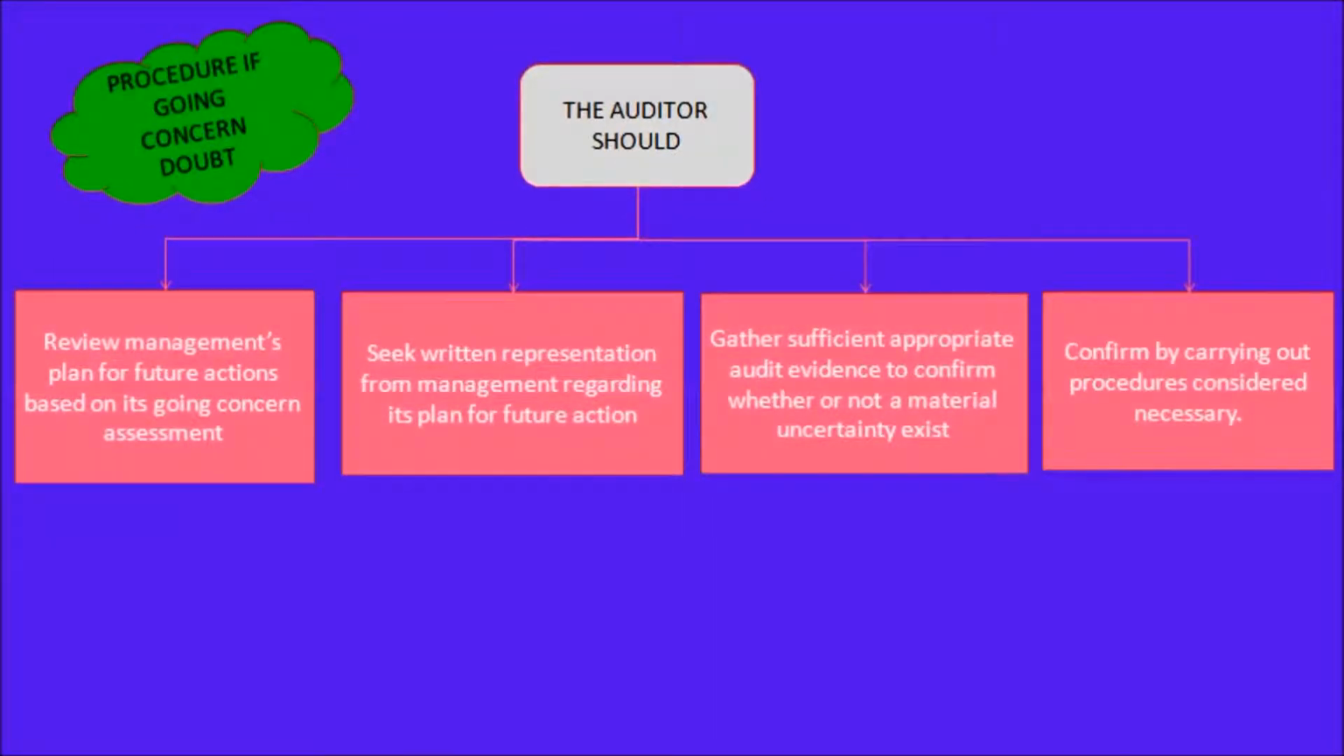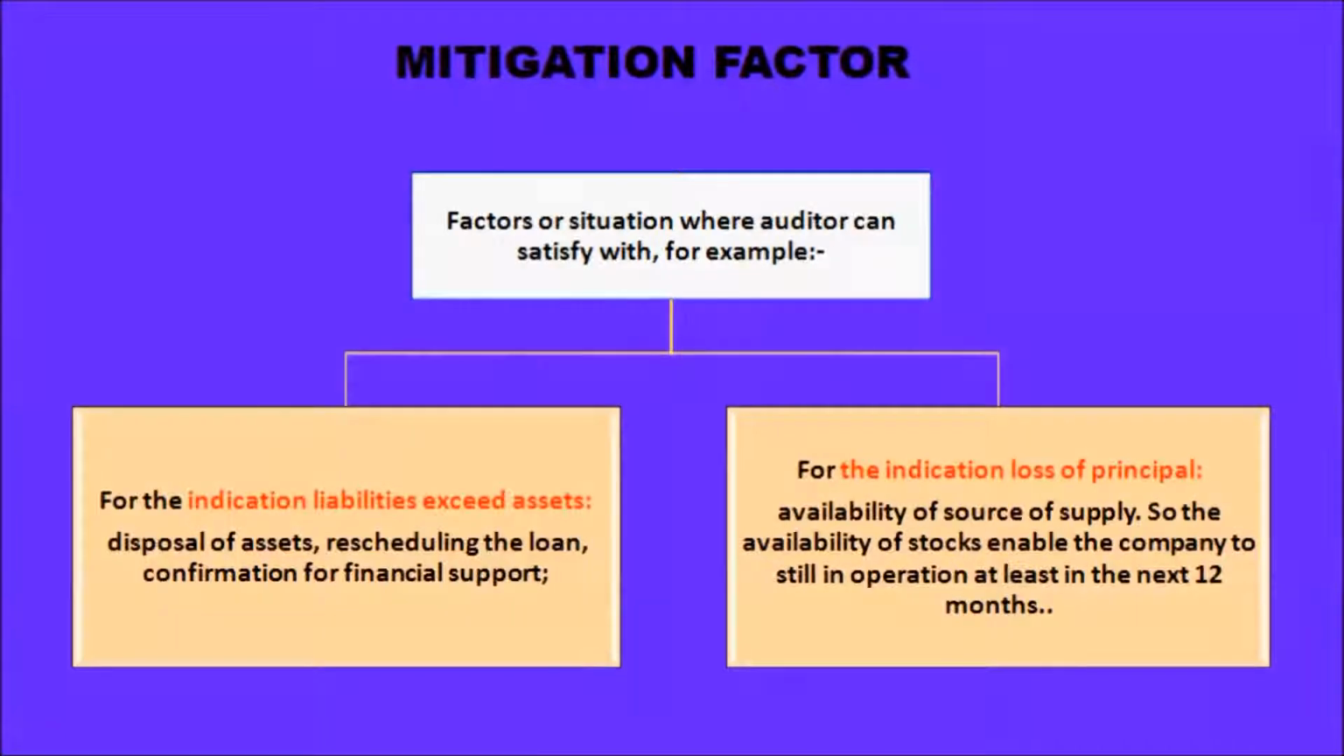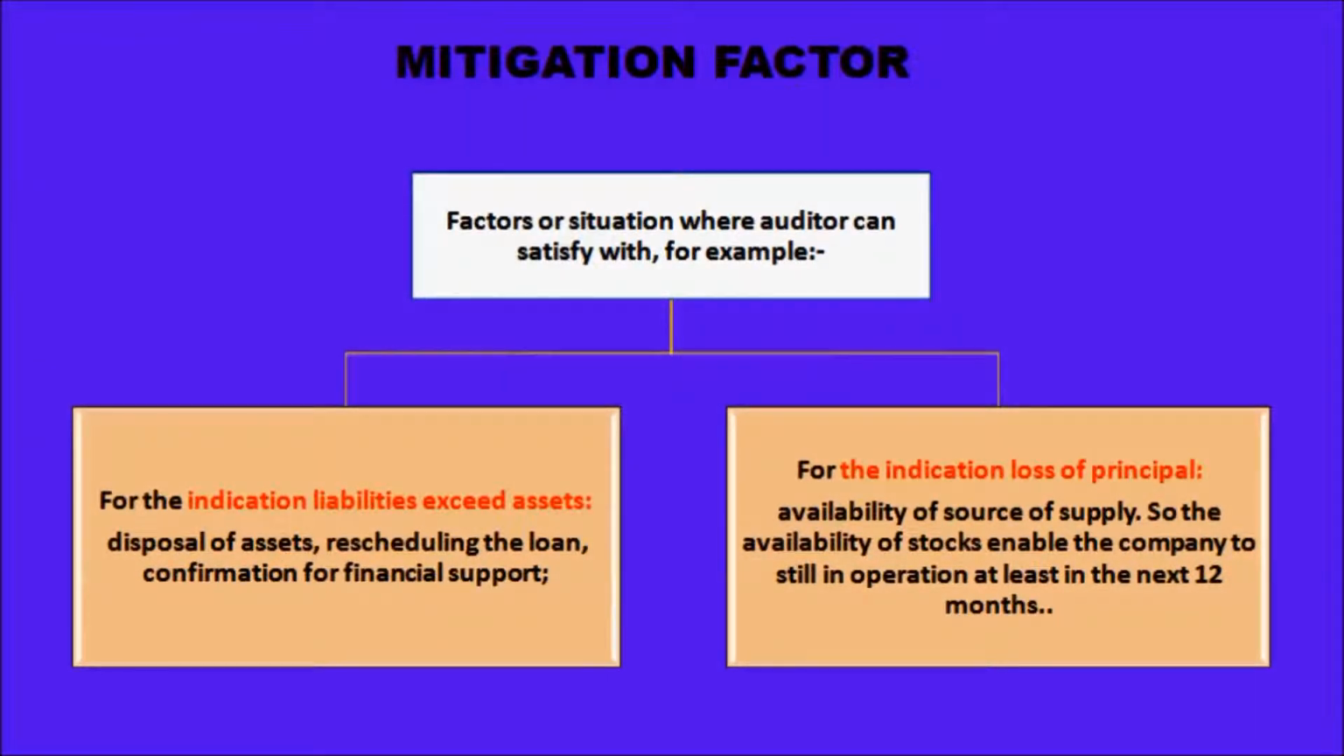So, how to confirm whether or not a material uncertainty exists? They should carry out procedures considered necessary. Next is mitigation factor. It is the factors or situations where the auditor can be satisfied. For example, for the indication of liabilities exceeding assets, it may be mitigated by a management plan to maintain adequate cash by disposal of assets, rescheduling the loan, and confirmation of financial support.